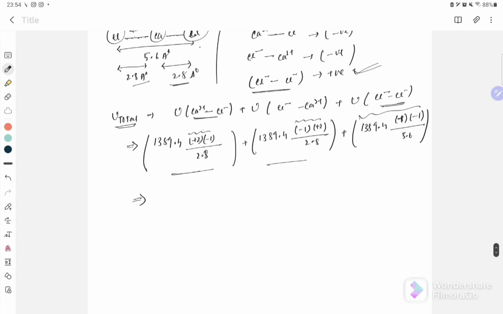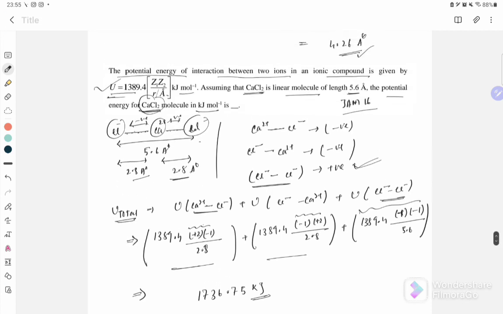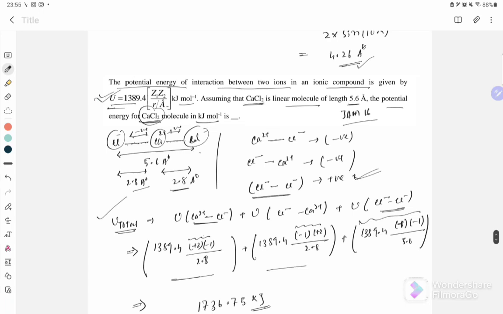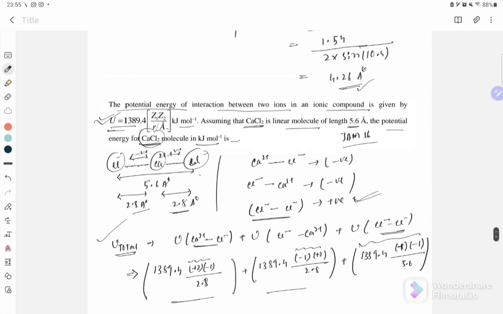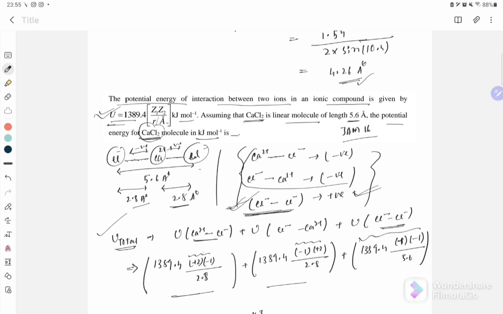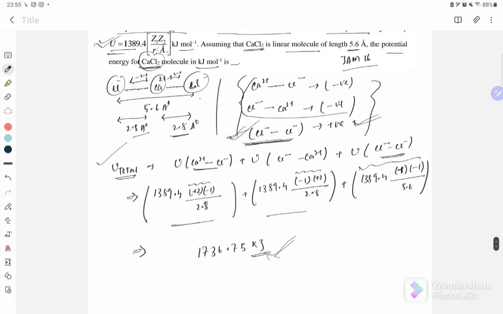By calculator we can get 1736.75 kilojoule. Many students may ignore this question by this equation, but this is very easy. You just have to calculate these three terms. Many students calculate only these two and easily ignore the repulsion potential energy, but you have to calculate this also. With this we will get this answer.